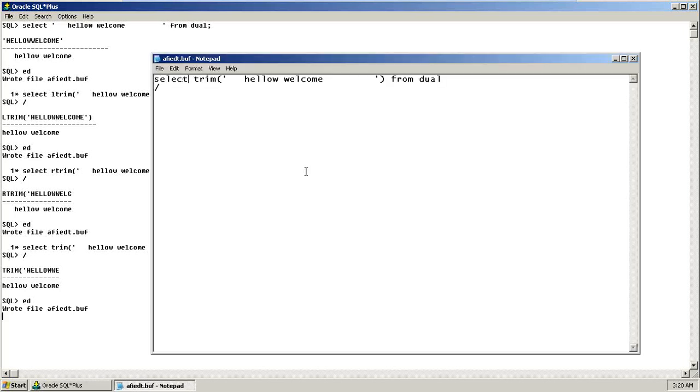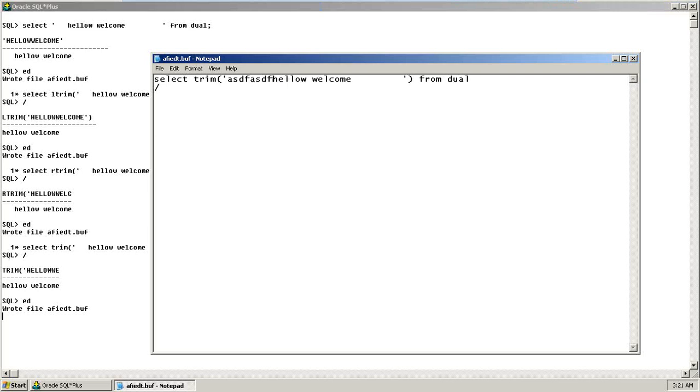See here, not only the spaces, here I have ASDF on the left side, like this. On the right side I have some unwanted characters like XYZ.